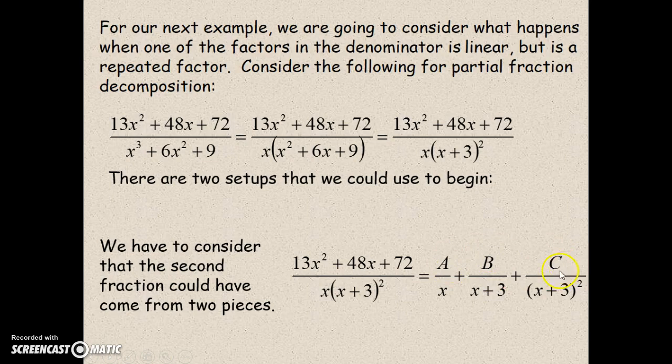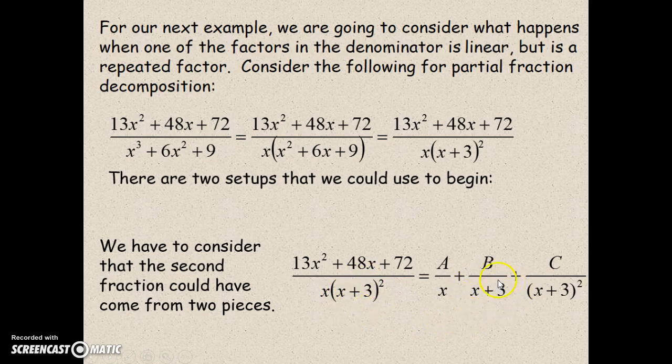they are linear factors, but we do have to consider that in this common denominator, there could have been the linear term x plus 3 that doesn't necessarily show up, because we wouldn't have written x times x plus 3 times x plus 3 squared. That x plus 3 is included in this term, if that makes sense.